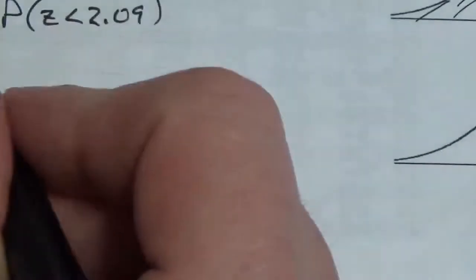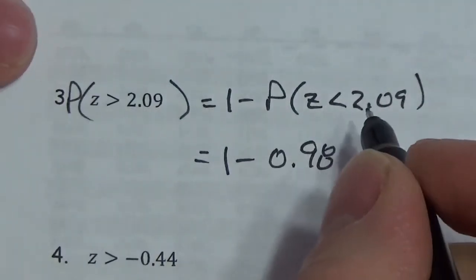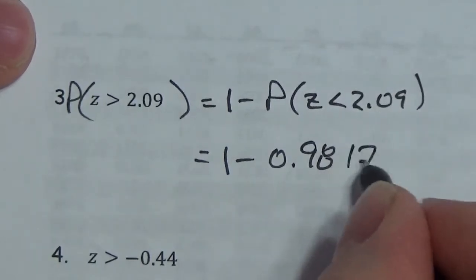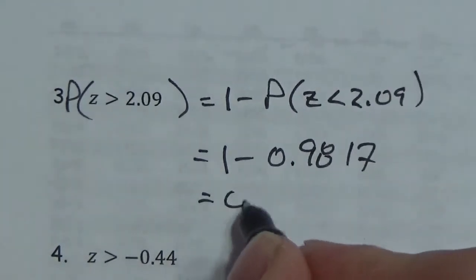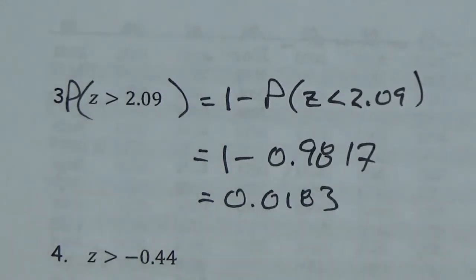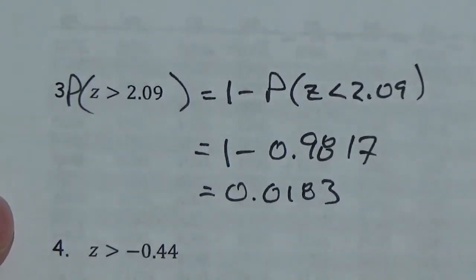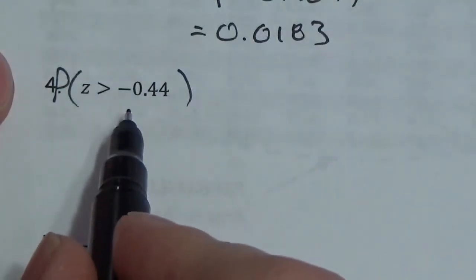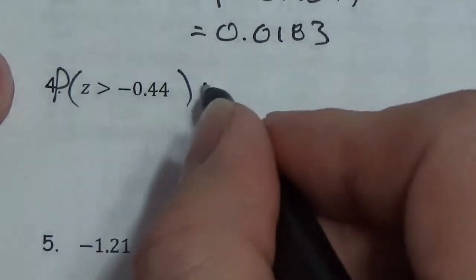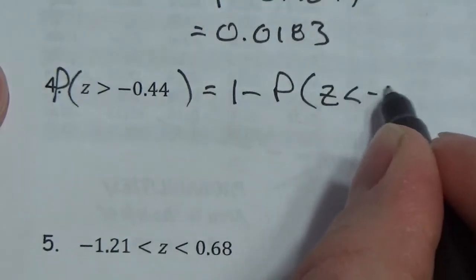Okay. So this is going to be equal to 1 minus 0.9817. I just want to make sure that I don't screw this up with a little bit of mental math here. So the answer here is 0.0183. Okay, so basically a little bit more than 1.8%. Okay, what is the probability that Z is greater than negative 0.44? Well, that is once again going to be 1 minus the probability that Z is less than negative 0.44.